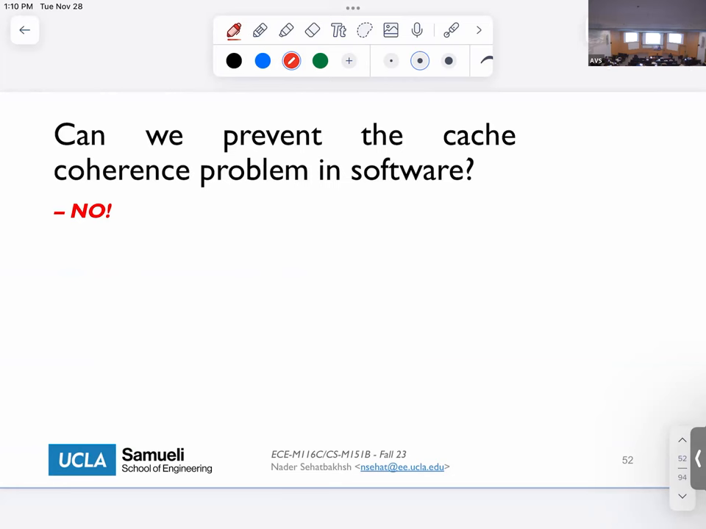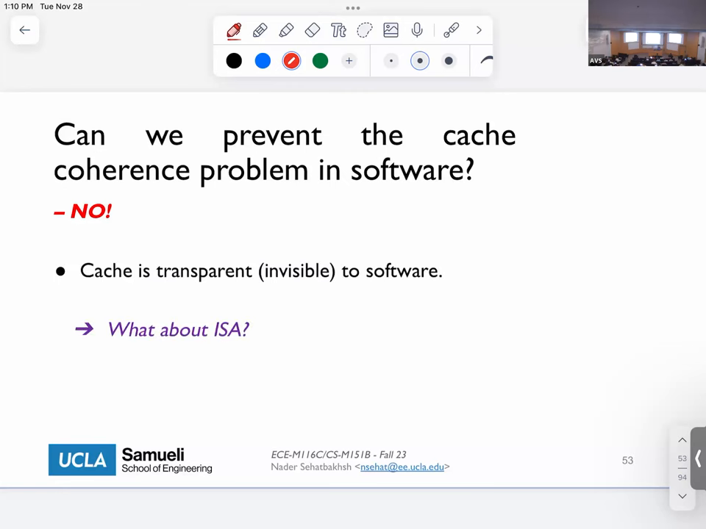So the first thing that comes to mind is, can I fix this in software? Can I write better algorithms such that it doesn't give me the coherency issue? And the answer to this is no. And the reason for this is that caches are not visible to software, okay? I cannot really do things in software as a programmer to fix the coherency issue.